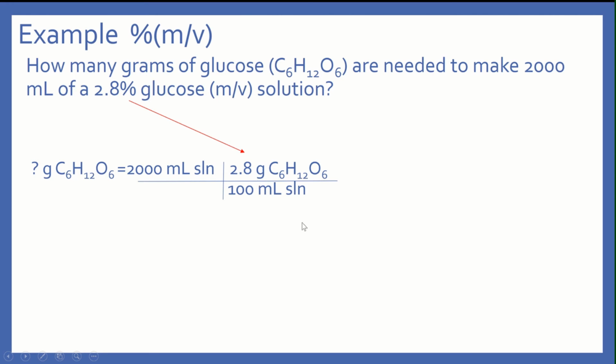Anytime you see that percentage, just put 100 on the bottom. You're allowed to put then that value on top. There's my 2.8%. My milliliters of solution cancels out. The only unit I have remaining then is grams of glucose. So I crunch my numbers, 2,000 times 2.8 divided by 100. I got 56 grams. With significant digits, there's only one significant digit in 2,000 milliliters, so I'm going to round that to 60 grams of glucose.